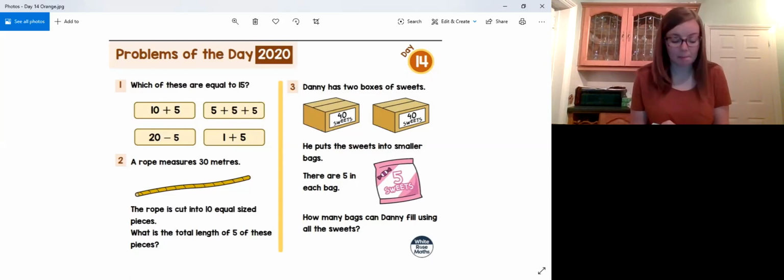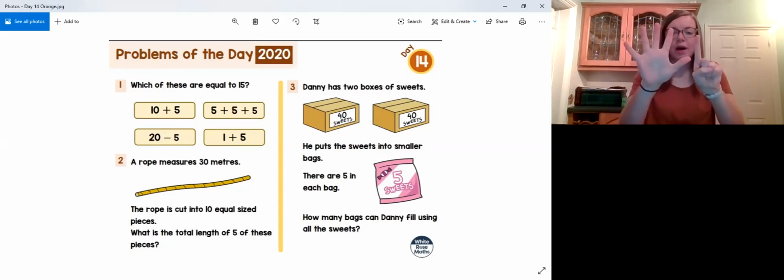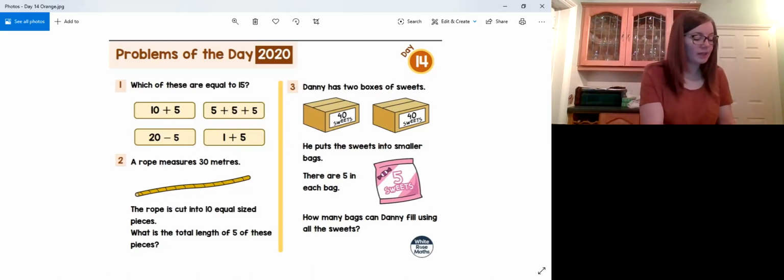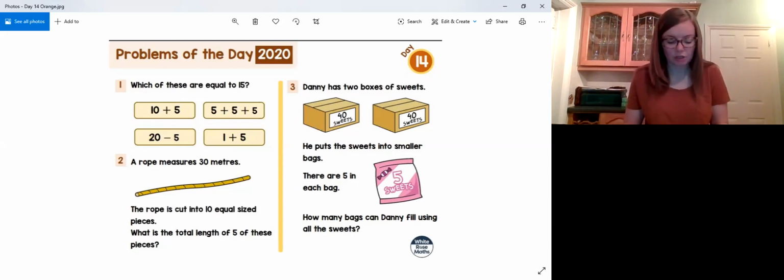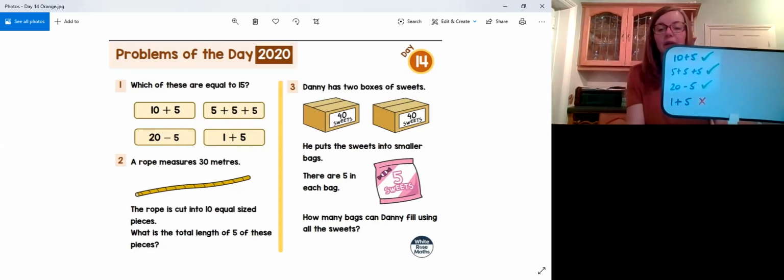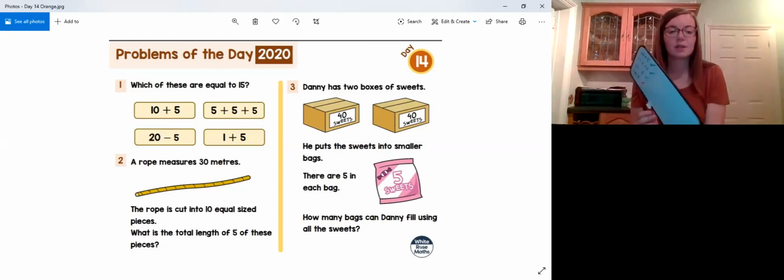And then lastly, we have 1 plus 5. Now we need to remember that that addition sign means added onto and not just written next to each other. So if I start with 1 and I give myself 5 more, I have to think how many I've got in total now. And if we count or do our addition, I have 6. So 1 plus 5, although it has the right digits, they are not in the right place value columns. So 1 plus 5 does not equal 15. So 3 are equal to 15, 1 is not.